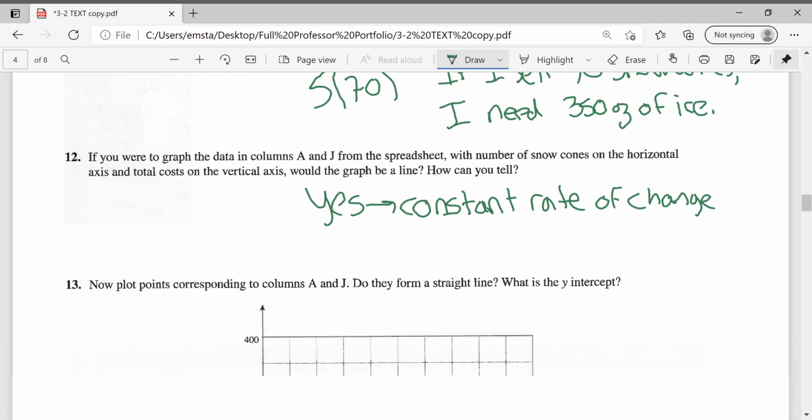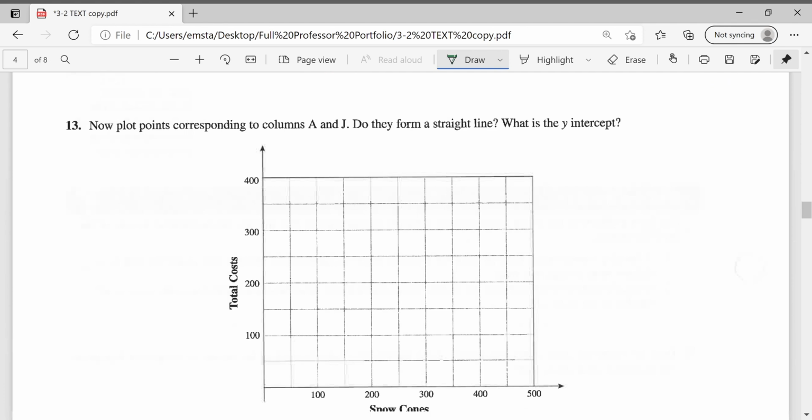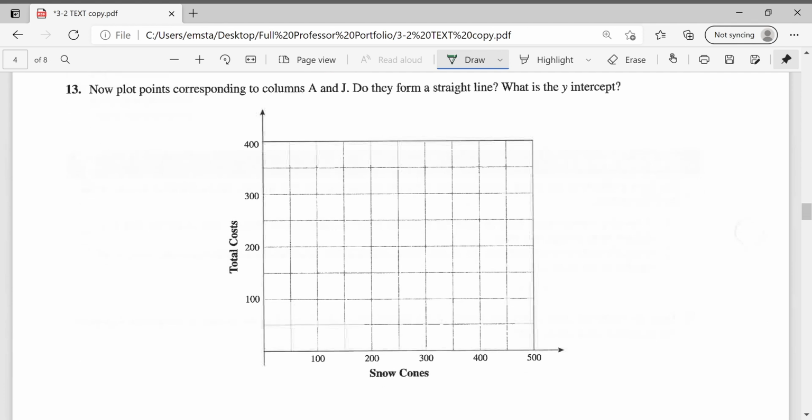13 says now do it. Graph the points on the chart. So let's go back to our snow cone business. We're graphing the total cost and the snow cones. So when I sold 0 snow cones, my total cost was $245, so pretty close to here. I am terrible at drawing lines. 100 snow cones, my total cost was $257. So we're looking at a very, very flat line here.